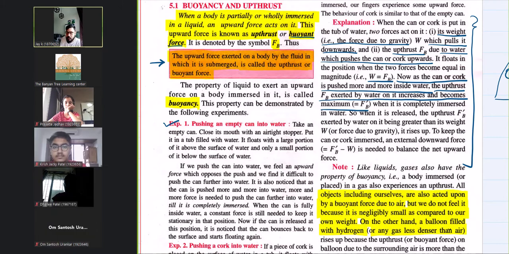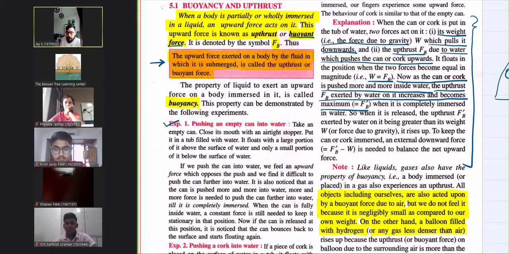Once it is underwater, no more force will be required. The same amount of force will be required to keep it underwater. But as soon as you leave your hand, or if you stop applying force in the downward direction, the body immediately comes up, and the force which is driving it up is upthrust.